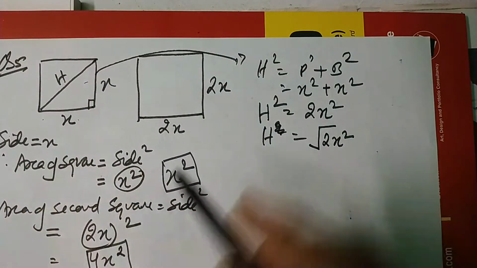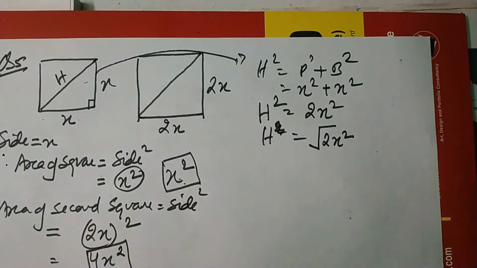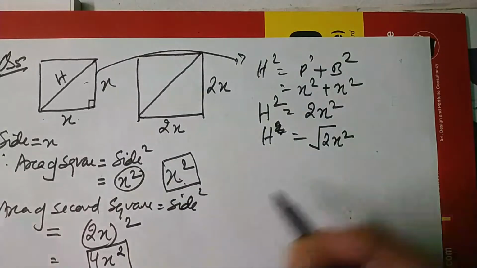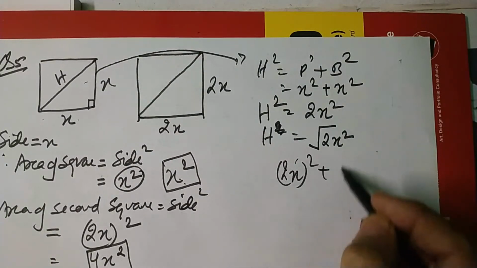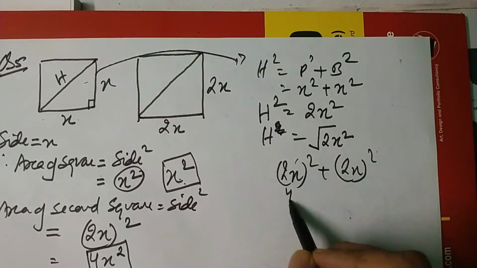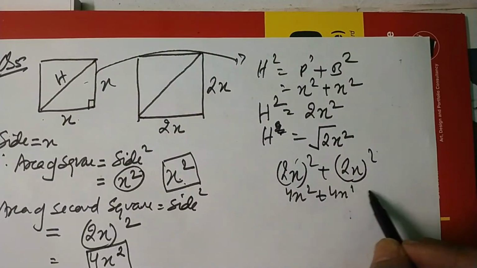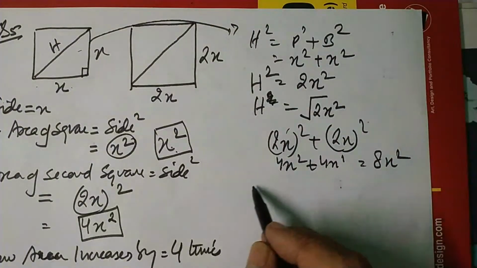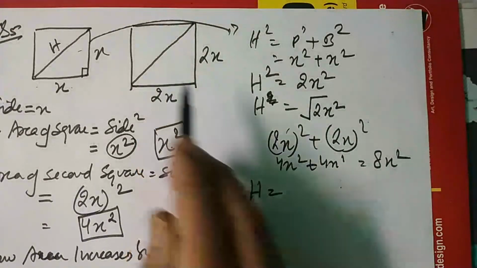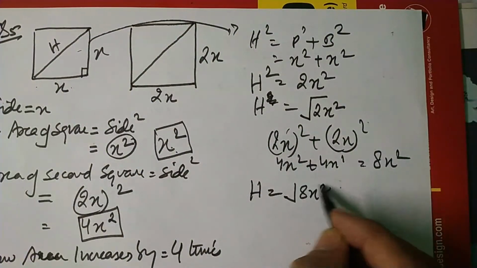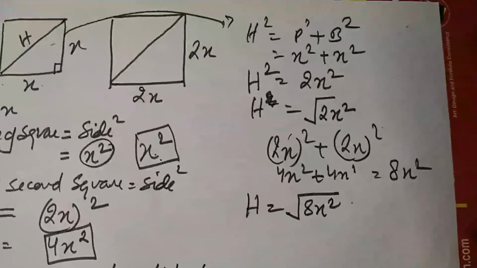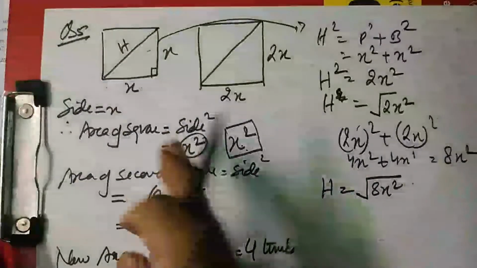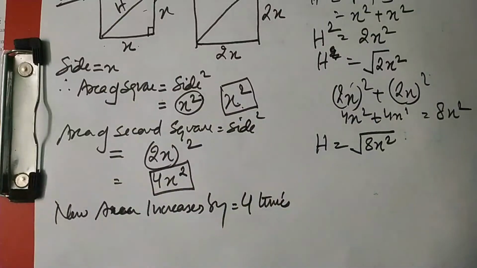Now what will be the diagonal of this? Again you will make the diagonal. What will be the answer? Square of this, square of this. This will become (2x) squared, (2x) squared, 4x squared plus 4x squared will become 8x squared. And what will be the square root of this? The hypotenuse of the new square will be under root of 8x squared. So this is how the Pythagoras theorem is related, but they have not asked you this. They only asked you this part. So you only have to write 4 times.